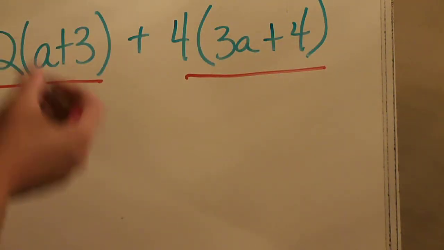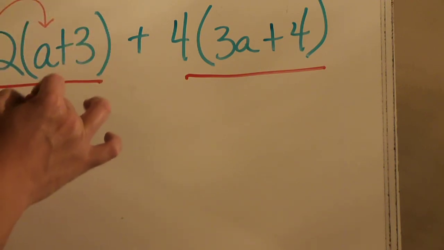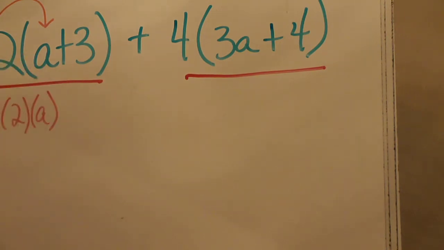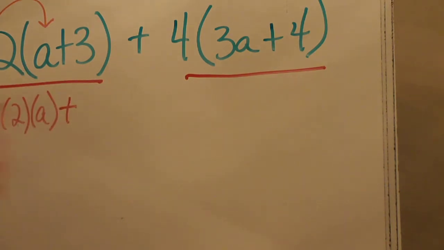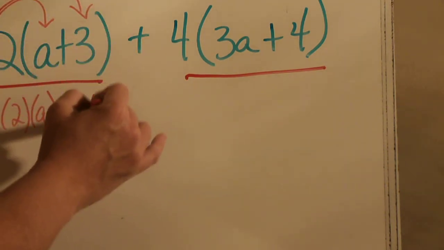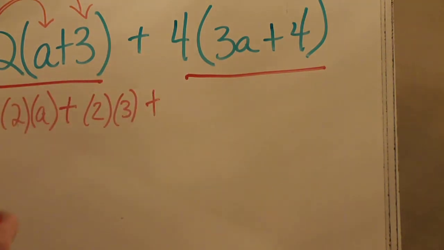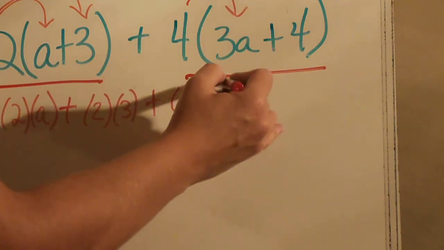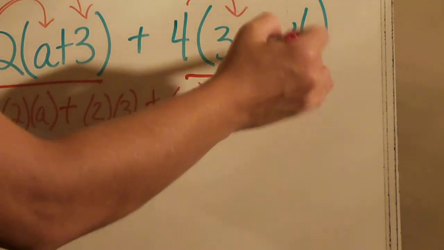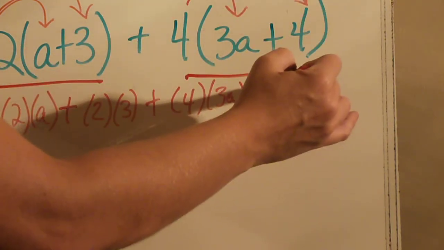Okay? I'm going to say 2 times A, because remember each term inside the parentheses needs to be multiplied by the term on the outside of the parentheses. Don't forget your addition symbols. 2 times 3. Again, my addition symbol, bringing it down. 4 times 3A, plus, don't want to forget my addition symbol, 4 times 4.